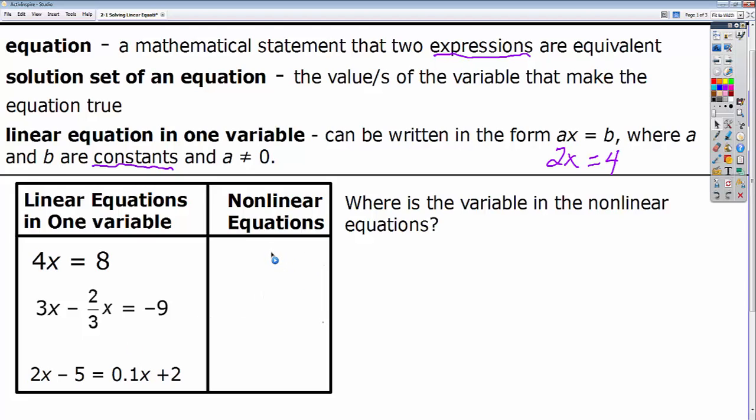So here are some nonlinear equations. You've got 3 square root of x plus 1 equals 32. 2 over x squared plus 1 equals 41. And 3 minus 2 to the x equals negative 5. Okay, I have a little question over here for you to answer. So you can pause the video and just answer these. I'll ask you about these tomorrow when I see you all in class. So where is the variable in the nonlinear equations? So where is the x located? And then write down how is that different from where the x is located in these over here. Alright, we'll discuss that in class.